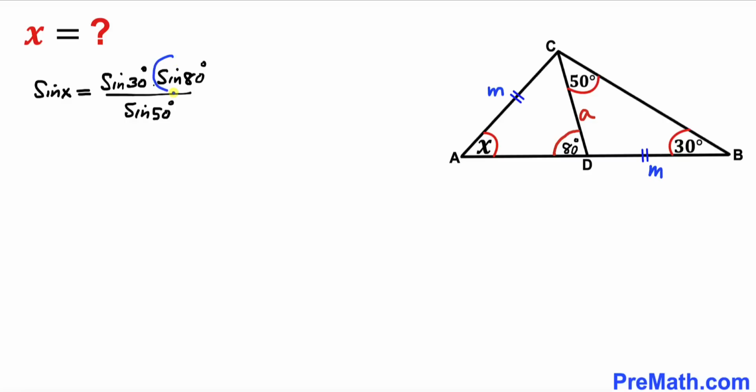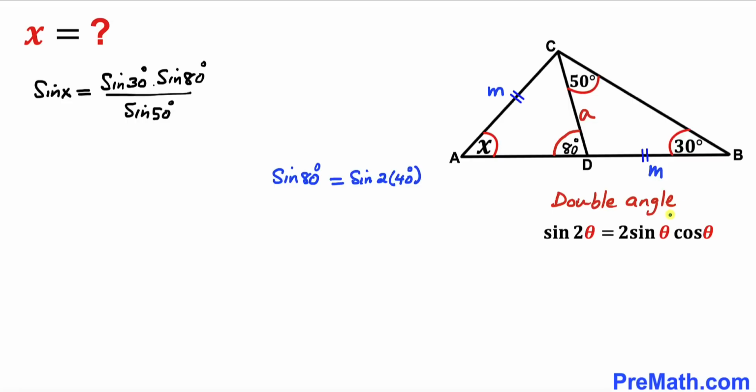And here's our next step. Let's focus on this sine of 80 degrees. And here I have copied it down. Let me go ahead and tweak this 80 degrees. 80 degrees could be written as 2 times 40 degrees. So therefore I can write this thing as sine of 2 times 40 degrees. And now let's recall this double angle identity. Sine of 2 theta equals 2 times sine of theta cosine of theta.